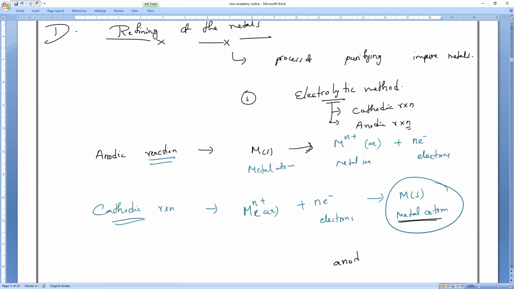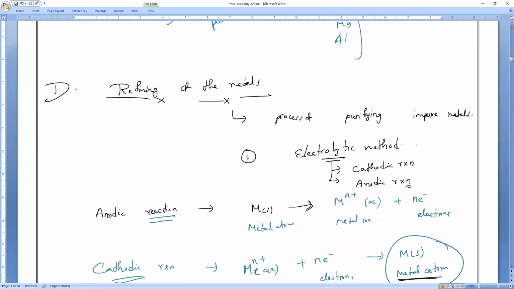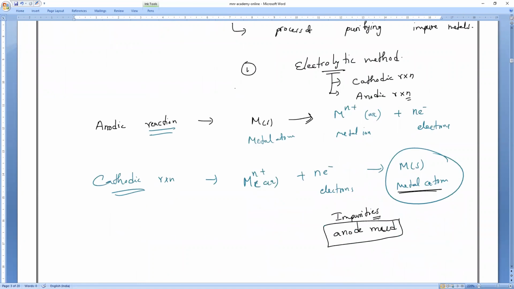The impurities which are separated, which will come under the anode, we used to call as anode mud. Okay, so we'll study that process. You don't need to worry. That's why pure metal always gets collected on what? Everybody? Collected on cathode. For class 10th, we have only the electrolytic method for refining of the metals.